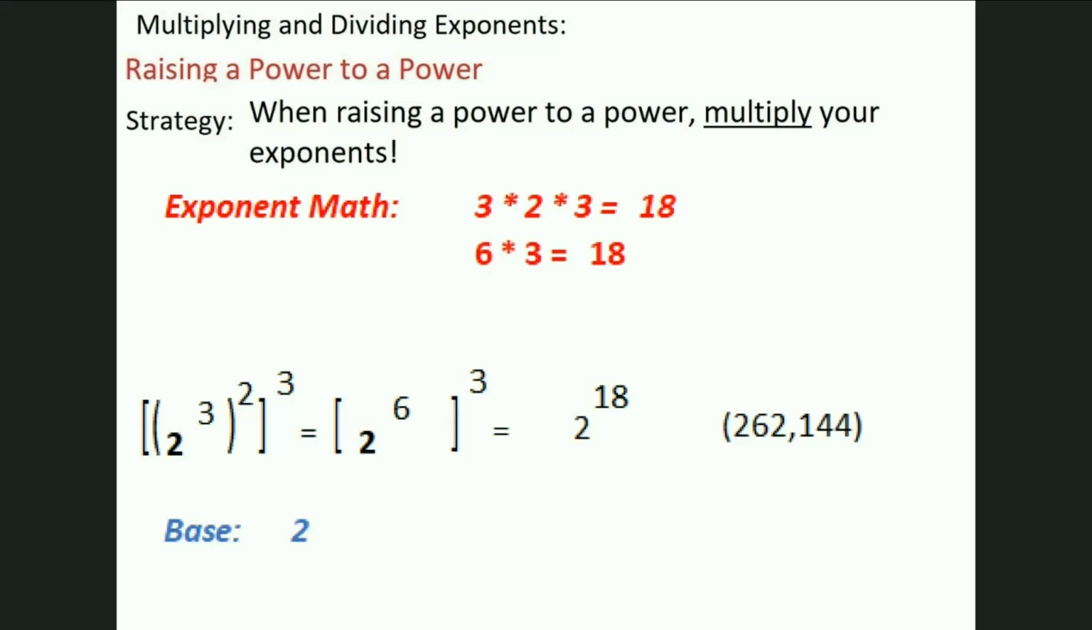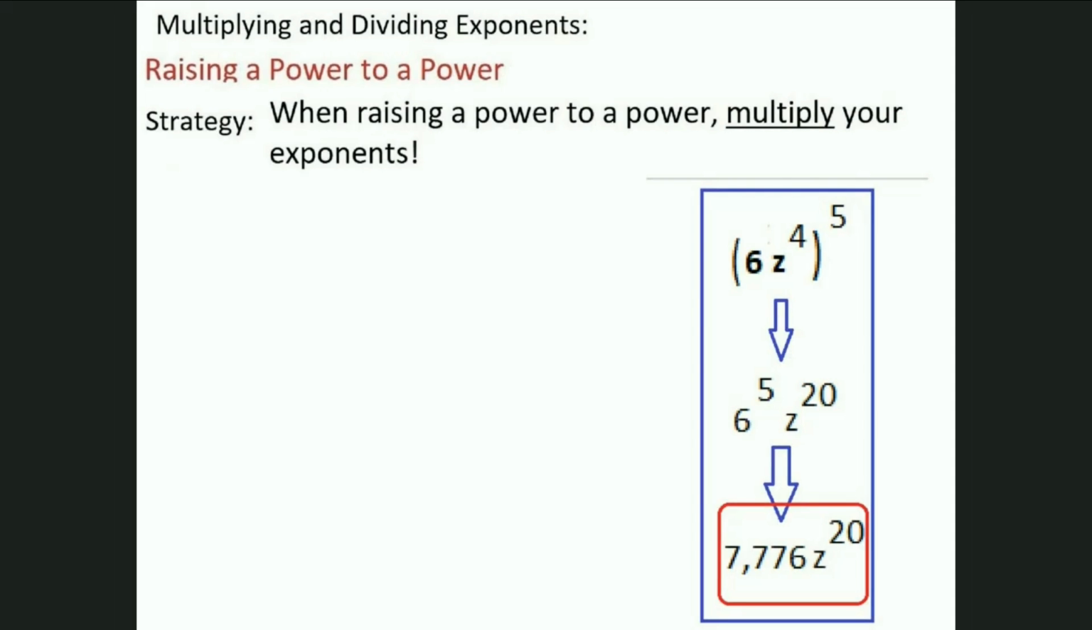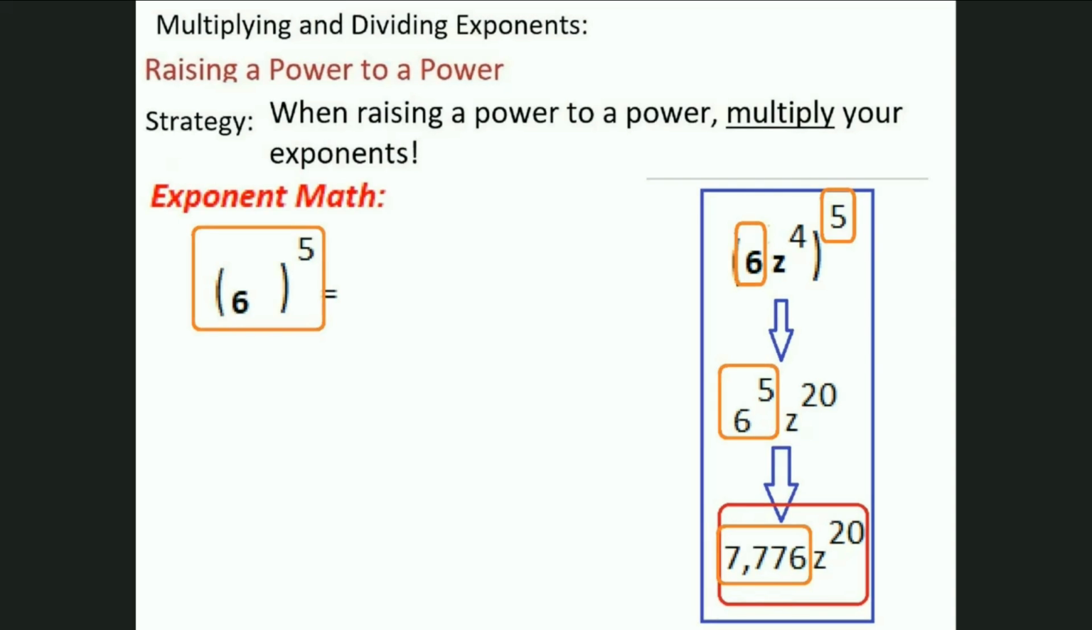So all right, going on, and this is our next one. Now I'm showing you all the answer for this one. I'm showing you all where we start and where we end. This is 6z to the 4th power raised to the 5th power. If you look at how this progresses, it becomes 6 to the 5th power times z to the 20th power, which becomes 7,776 z to the 20th. Now, how did I do that? All right, let's take a look at it.